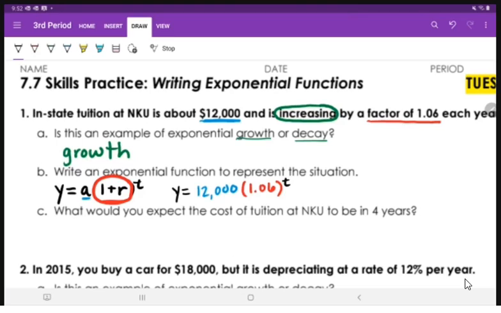So the factor problems are the easier problems. This is our answer to part B right here. Y equals 12,000 times 1.06 to the T power.